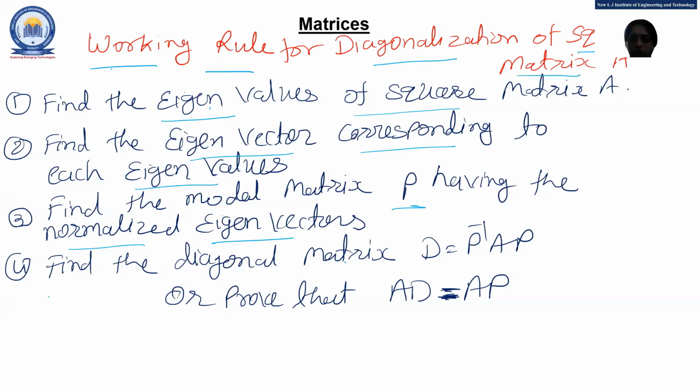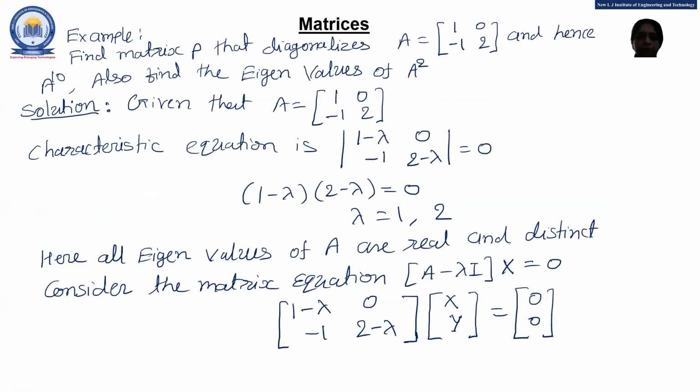For finding the model matrix, there are two methods. Find the diagonalization of the matrix: we have to find D by P inverse A P, or prove that A P equals P D. How to do these four steps, we'll learn in our examples. Okay, so let's start our example.